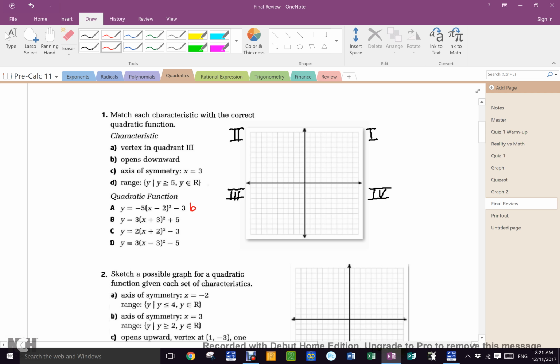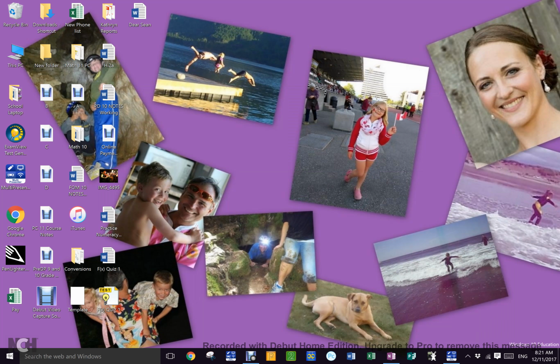Pardon me? That's what it says. It says match each characteristic with the correct quadratic function. Sophie, this or this?